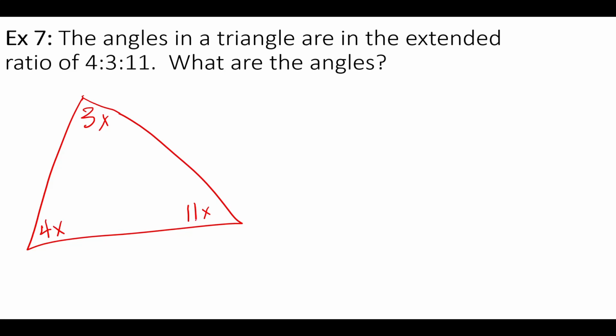So we're going to put that x, or whatever variable you want to call it, there's some sort of scale factor happening. And now we can set up an equation from that. We know all 3 of these angles, including that scale factor, will be equal to 180. So 4x plus 3x plus 11x is equal to 180. 4 plus 3 is 7, plus 11 is 18x.